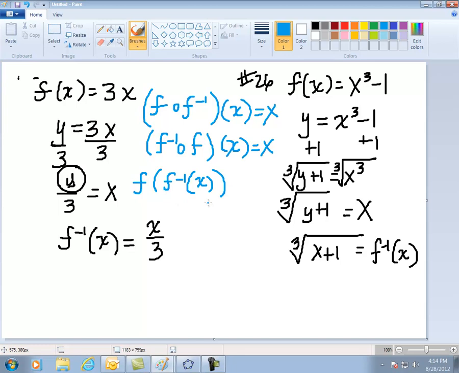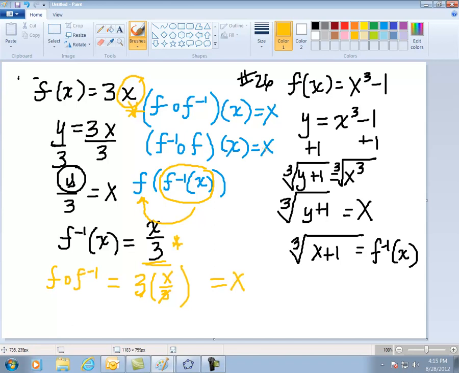And I know that that nomenclature is really confusing, but what it means is I'm going to take the inverse function, evaluated at x, and plug it into the original function, f. Okay? So here's my inverse function, and now I'm going to go to my original function, which is f of x, and wherever I have an x, I'm sticking in the inverse. So f of f inverse is going to equal 3, and now in place of this x right here, I'm going to stick in this whole thing, x over 3.